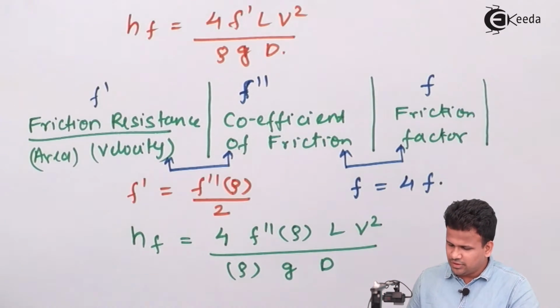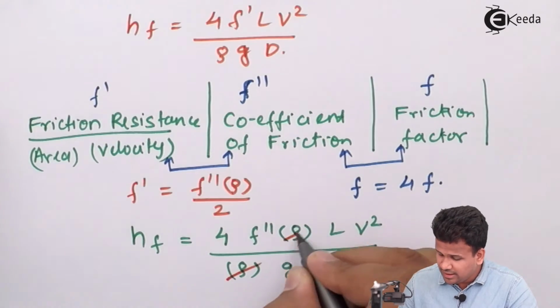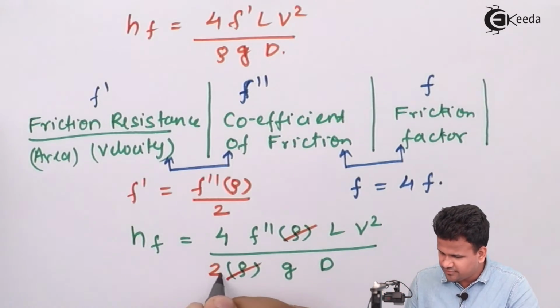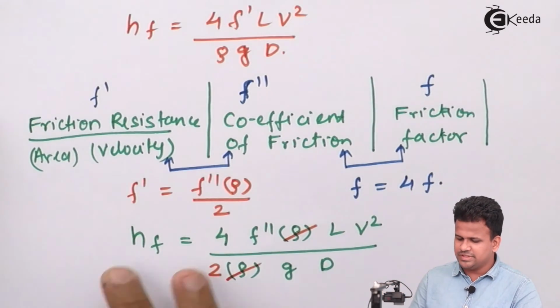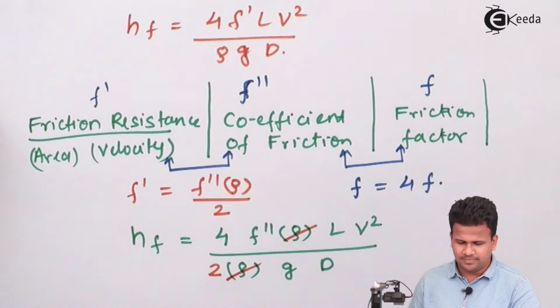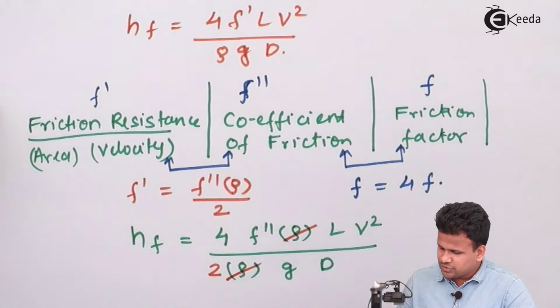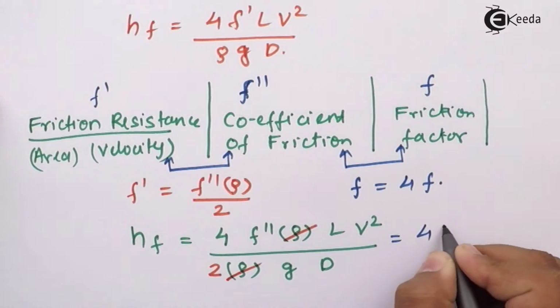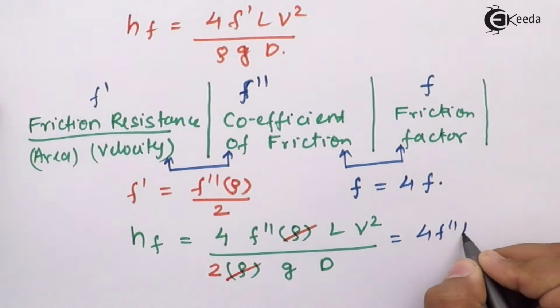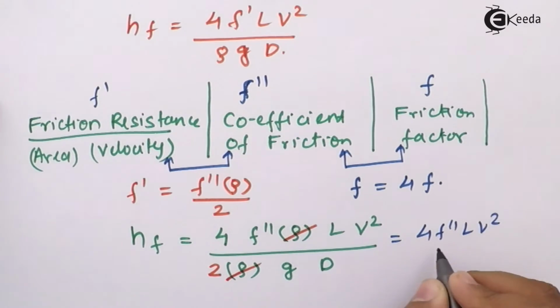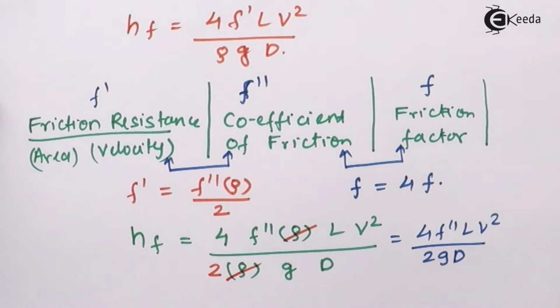Now the value of rho will go away, and along with that we have the value of 2. So these are both related in this manner. Now, after cutting all the elements, what we get is f'' L V square upon 2gD. This is the head loss due to friction in terms of the coefficient of friction.